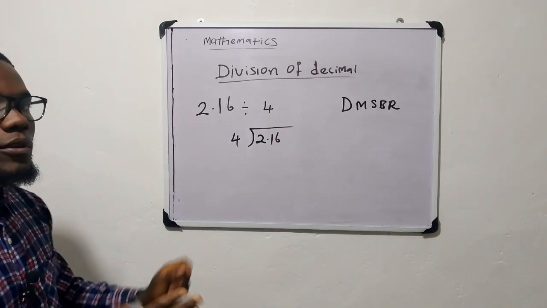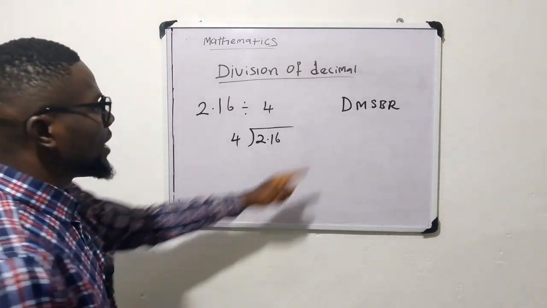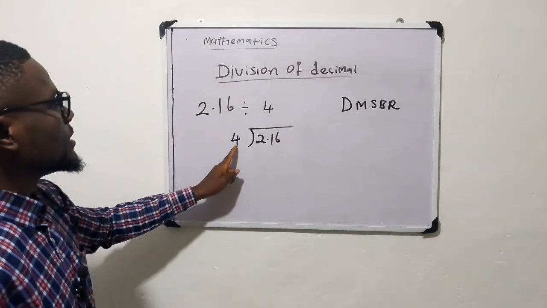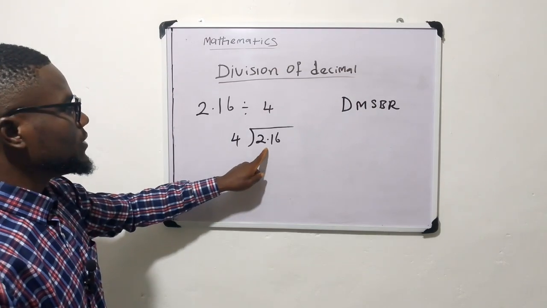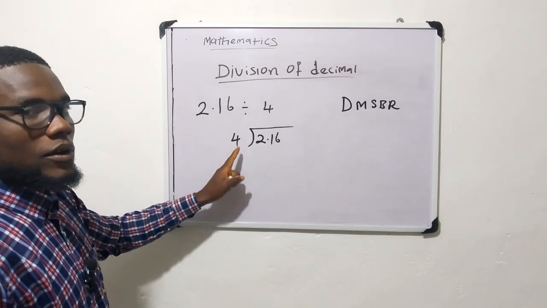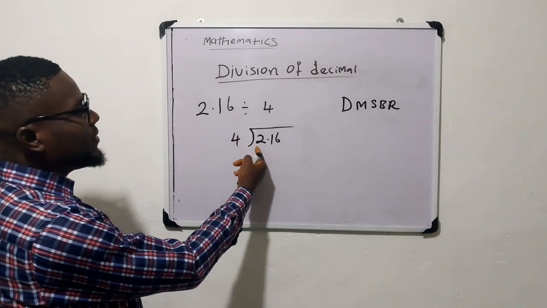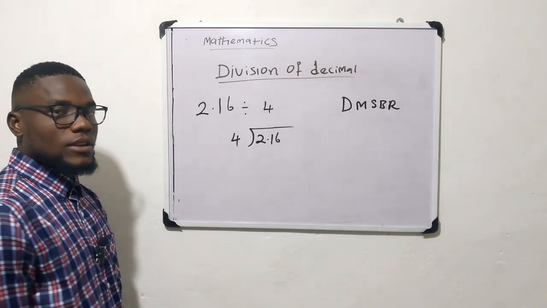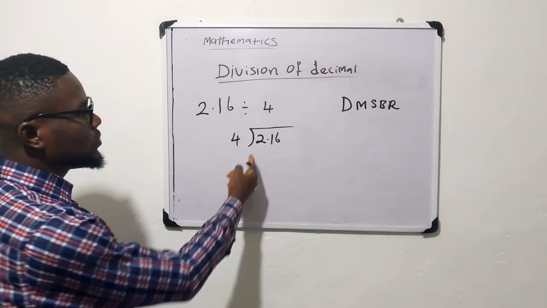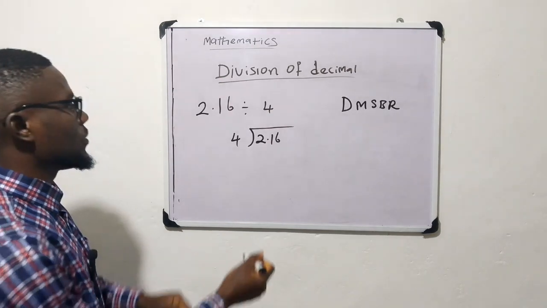So this is the first step now. So what are we going to do now? We're going to divide. This stands for division. So we're going to divide this dividend here, 2.16 by 4. So let's start. Now, how many 4 are in 2? So that's the first question. But we know that it's not possible because 2 is less than 4. So what are we going to do now? It is impossible. So we write 0 here.